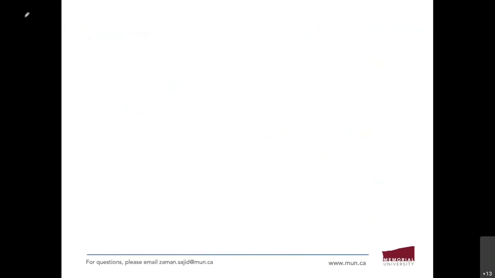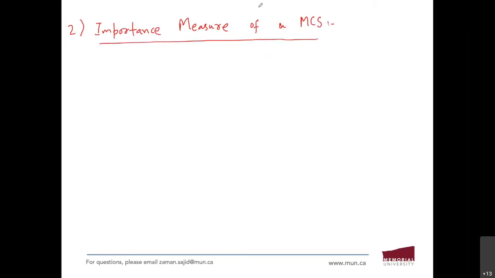Now the second important thing is the importance measure of a minimal cut set. How do we define this importance measure? You have the importance measure, let's say for I, that is equal to the probability of your minimal cut set I divided by the probability of your top event.